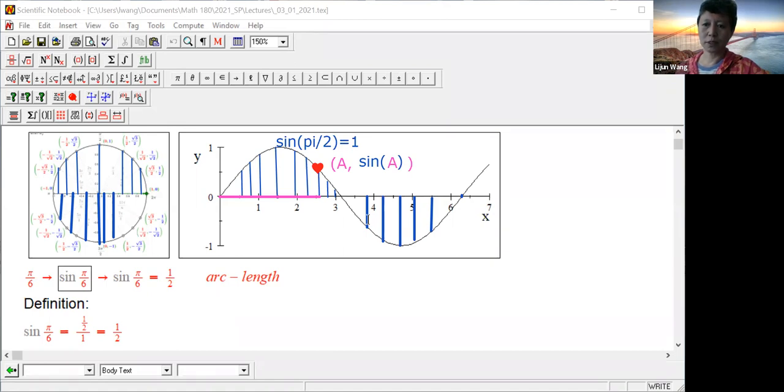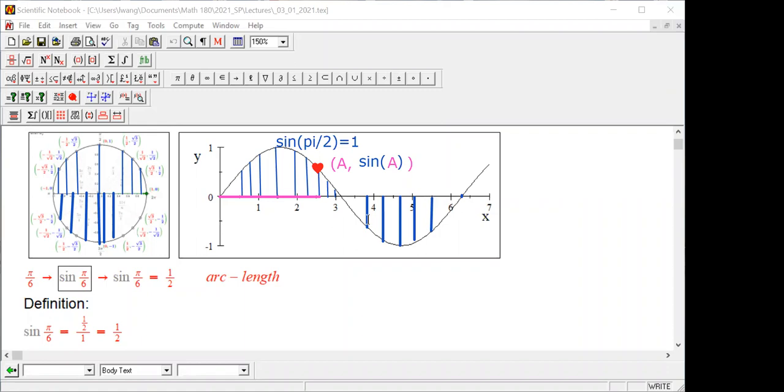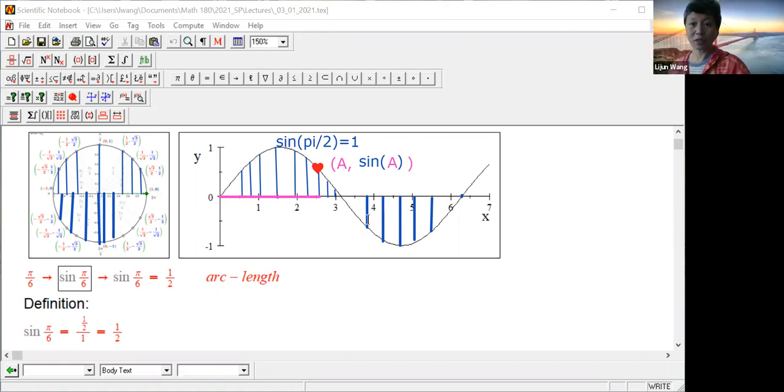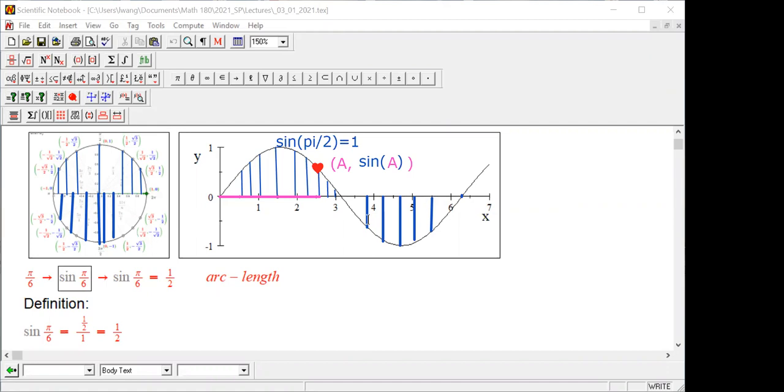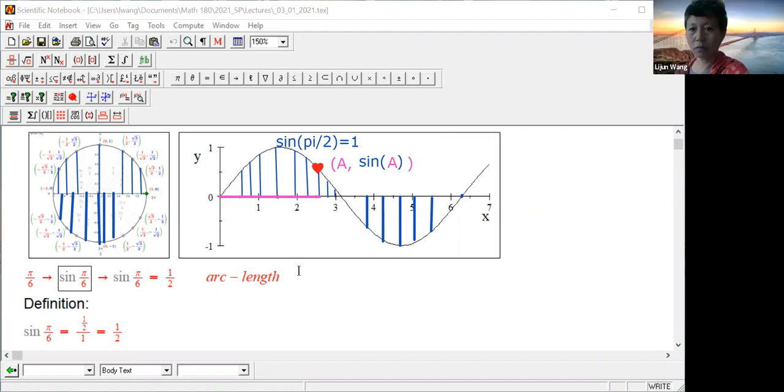So do you see some simplicity? Once you understand what it is, you understand, right? Okay. So the height of the curve tells you the range of the sine value, because that's the sine value. They're all the blues. Do you get it?